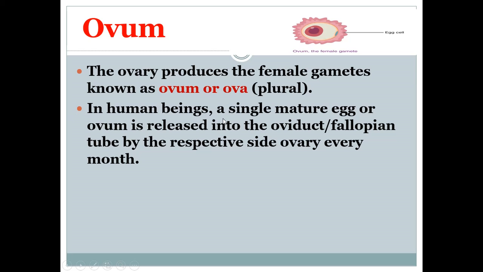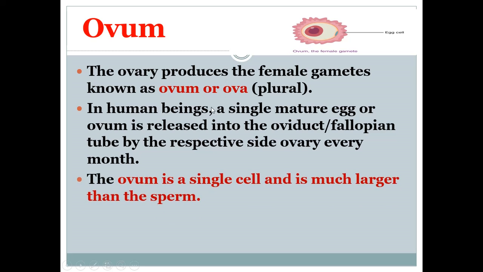In human beings, a single mature egg or ovum is released into the oviduct, or fallopian tube, by the respective side ovary every month. There is a pair of ovaries, the right ovary and the left ovary. Every month, either the right or the left ovary produces one single mature egg.